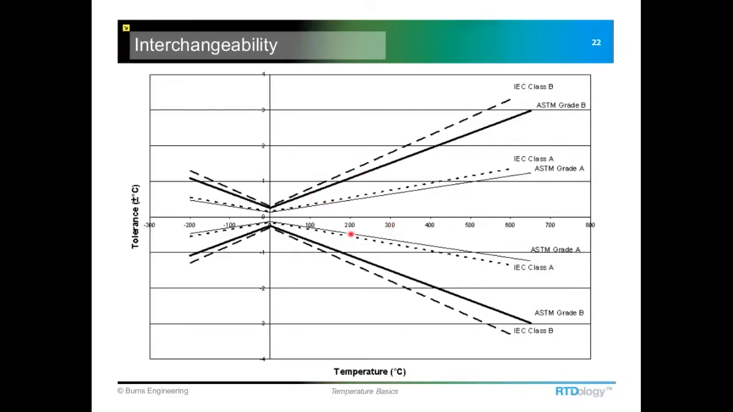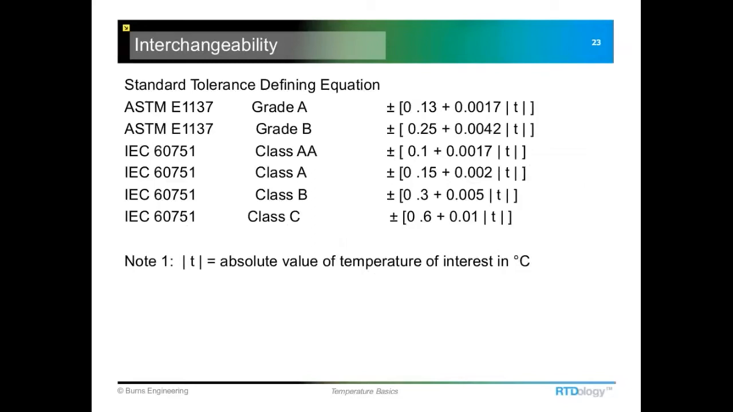Or there are equations that can be used, and these will give you the interchangeability at any given temperature. So if we take our temperature of interest in degrees C, and if it's a negative temperature, just drop the negative sign. We're just going to use the absolute value of that temperature. Plug it into the equation. So if we have a temperature probe, let's just pick on the IEC Class B, it's probably the most common one, plug in your temperature here, and this will give you plus or minus, I think it's about 0.35 degrees, right at 0. And this works for any temperature.